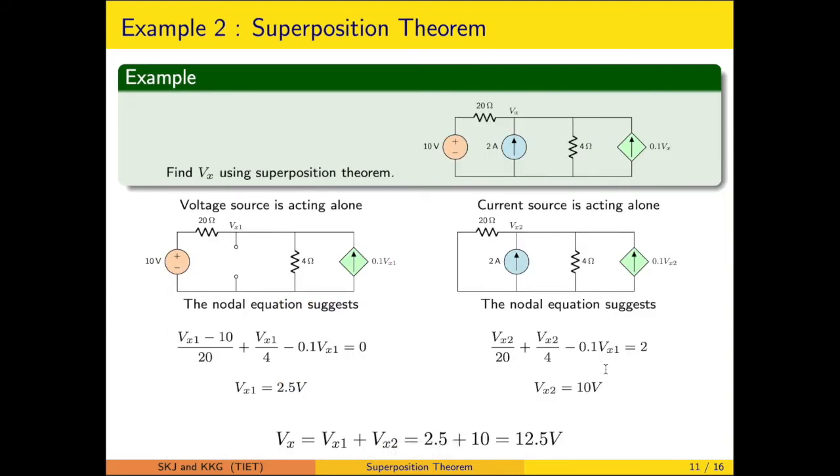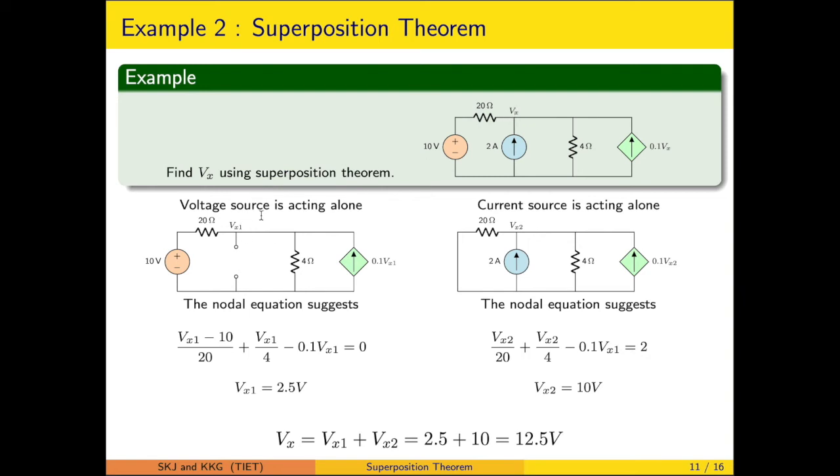This is another example where there are two independent sources, one voltage and one current source. Another is a dependent source that is present, and the intention is to calculate this node voltage, which is designated as Vx. If we look at this dependent source, its value also depends on the same node voltage.